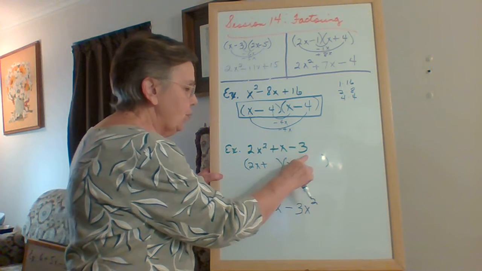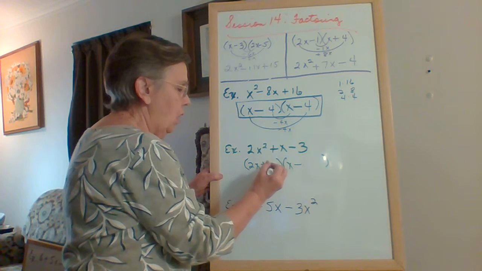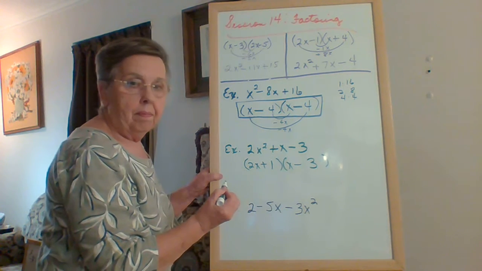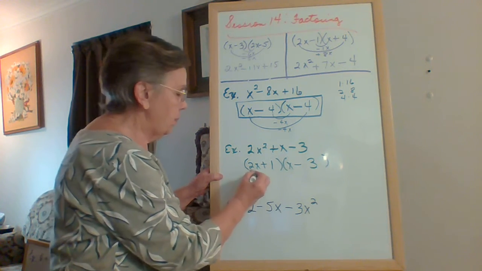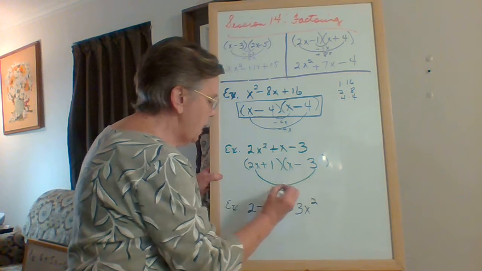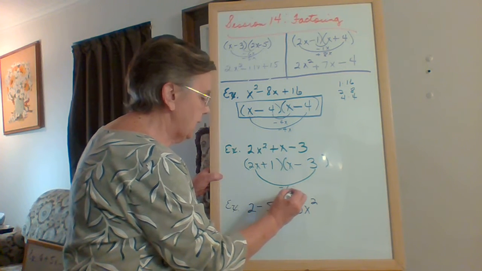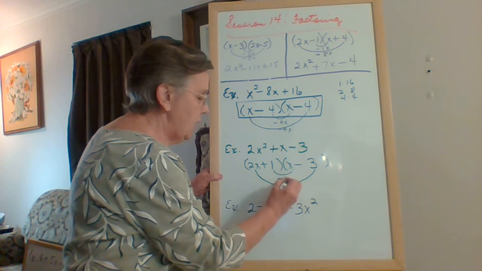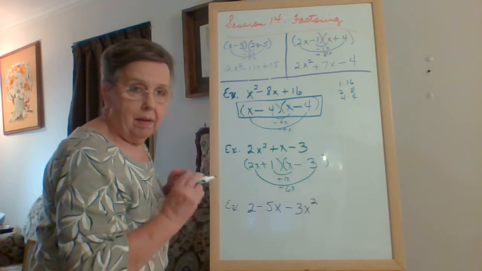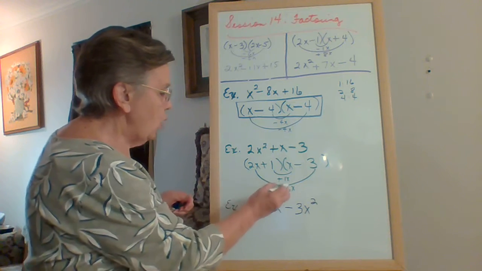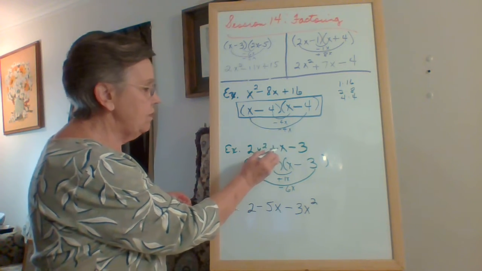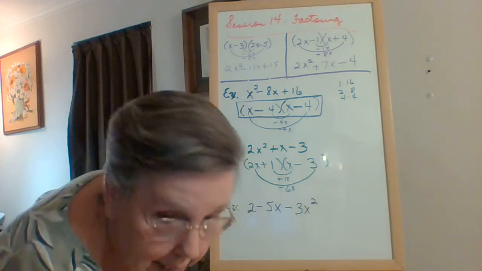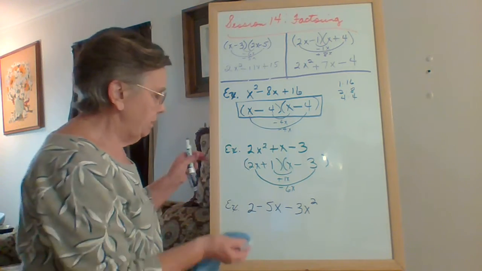The factors of 3, 1 and 3. Let's check. Outside gives me a minus 6x. Inside gives me plus 1x. Plus 1 and a minus 6 does not give me my middle term right there. So I need to try again.